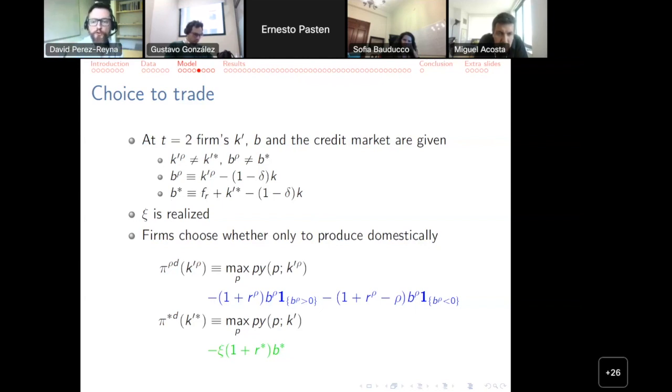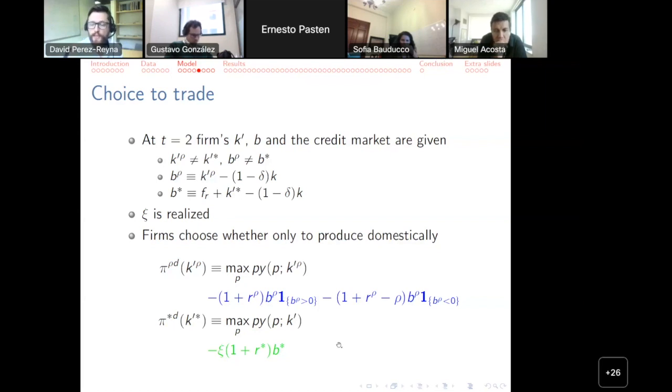So how do they choose whether to export or not? They're going to compare profits. If firms borrow from the domestic credit market, then the interest rate they face is going to depend on whether they borrowed or saved. So here's where the assumption of financial development is going to play a role. If the firms borrowed, they're going to be facing an interest rate rho, which is going to be endogenous. If firms saved, they're going to be facing an interest rate rho minus ρ. And this ρ is going to be exogenous. That's going to be a measure of financial development.